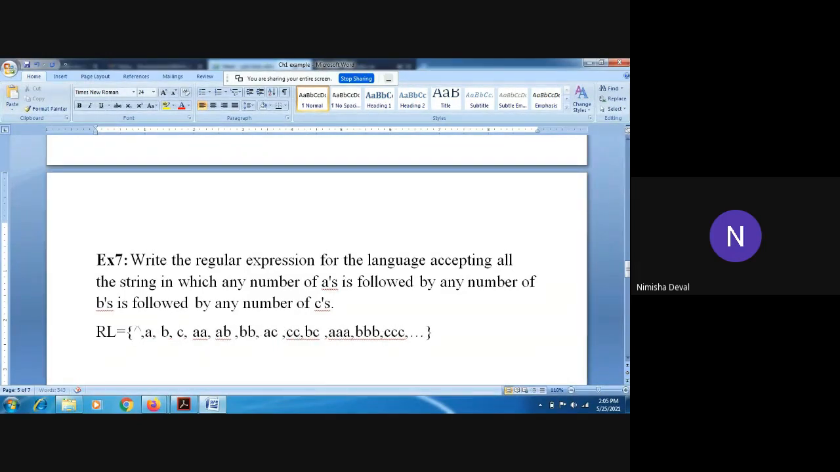Now according to this variation, can you write its expression? Because we have seen a total of 6 examples now. Now you have to mention the 3 different expressions together: any number of A's followed by any number of B's followed by any number of C's. So just write its regular expression, and you can share it in the chat box also, because within a sentence you can write it, so no need to share a screenshot.